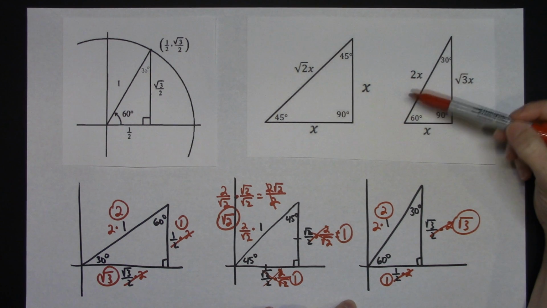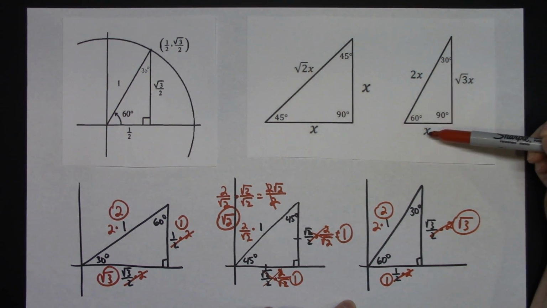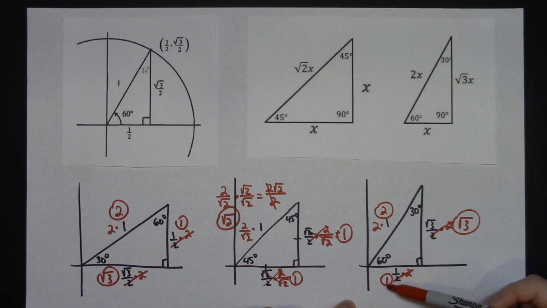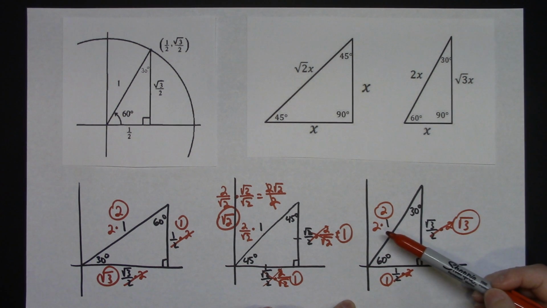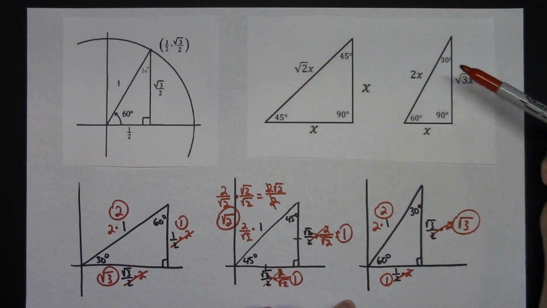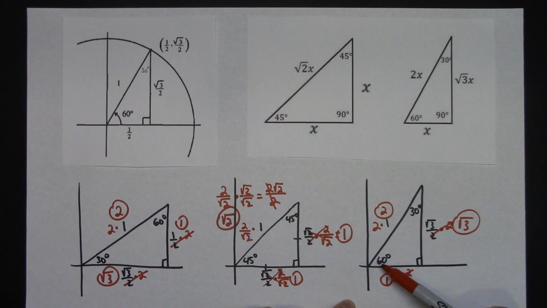Now in this reference triangle, across from my 30, if I let x be 1, across from my 30, x will be 1. Replacing, 1 times 2 is going to make the hypotenuse 2. Hypotenuse is 2 right there. Replacing with x being 1 next to the square root of 3, across from my 60, 1 times square root of 3, or square root of 3.